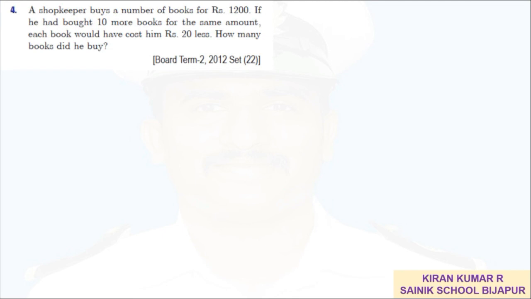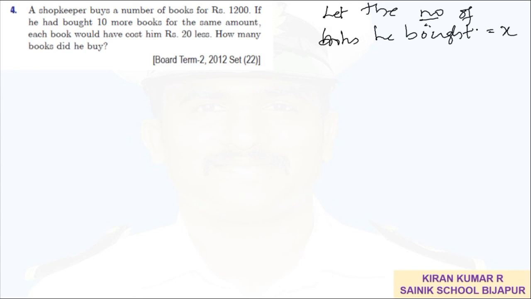Question number 3. A shopkeeper buys a number of books for rupees 1200. If he had bought 10 more books for the same amount, each book would have cost him rupees 20 less. How many books did he buy? Let the number of books he bought be x.